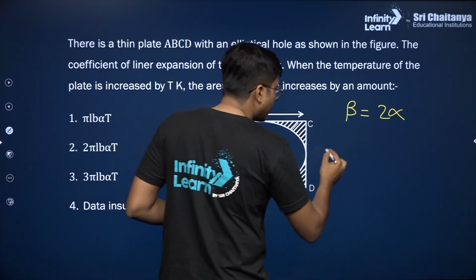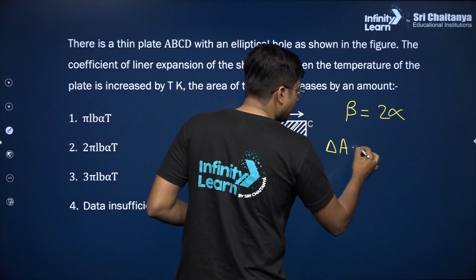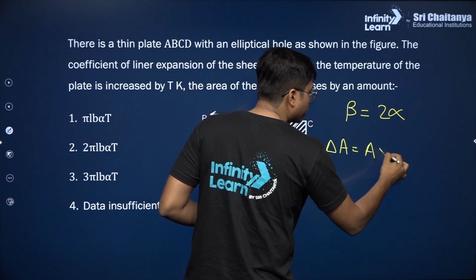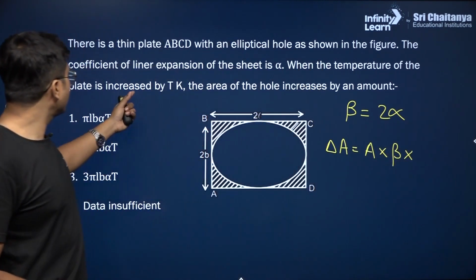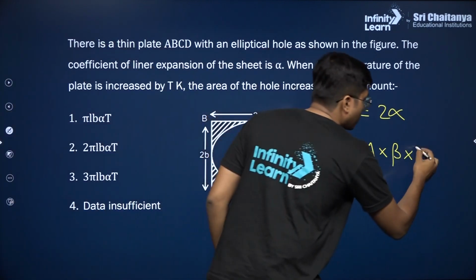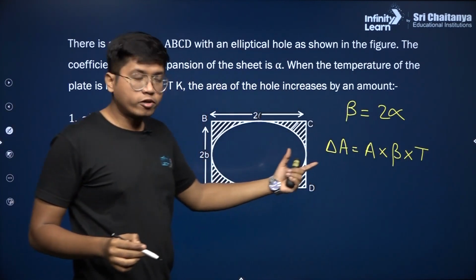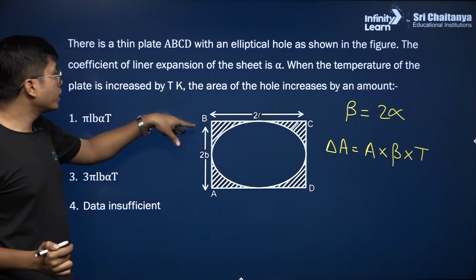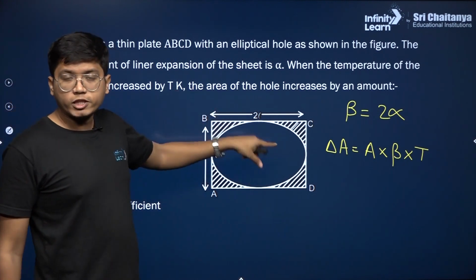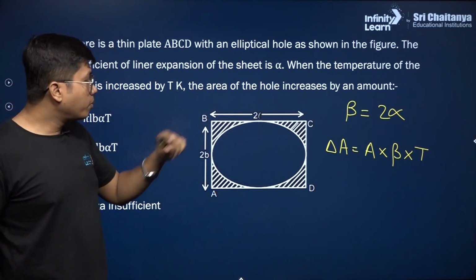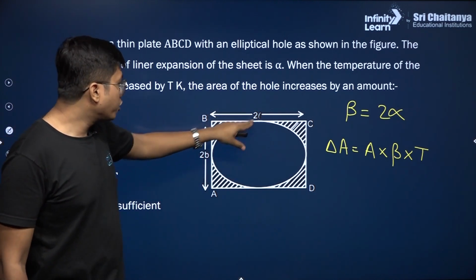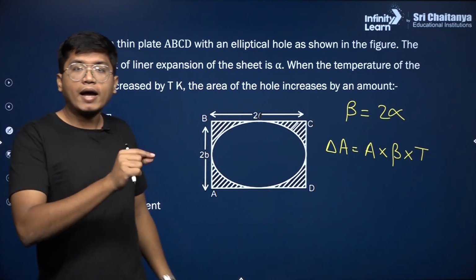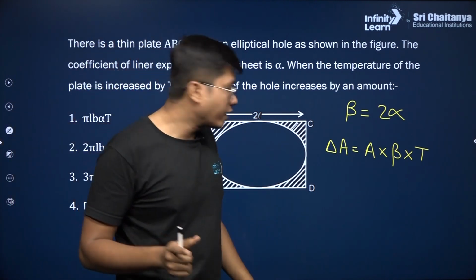We know the change in area, delta A, is equal to the original area into beta into the change in temperature. The change in temperature here is T kelvins. So T, this is going to be our relation. Now the area we are dealing with is this area of the hole, which is just the ellipse. The formula for the area of an ellipse is pi into semi-major axis into semi-minor axis.